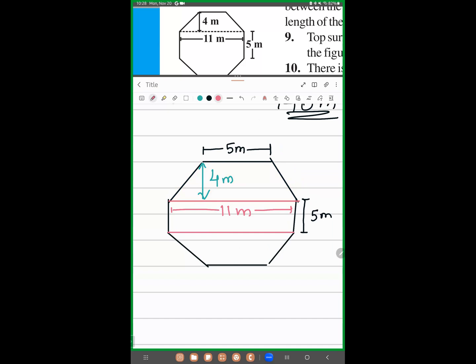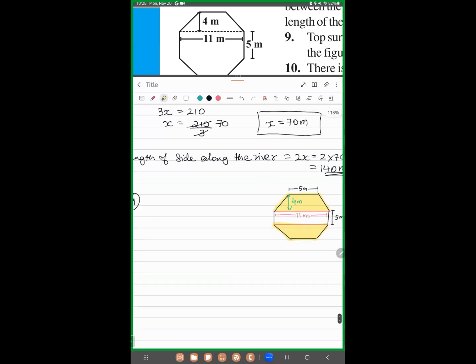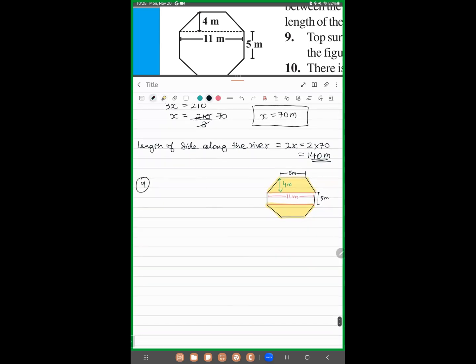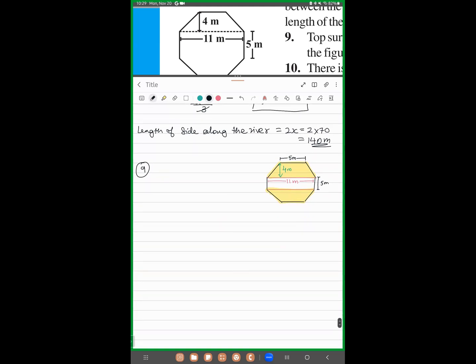And so this trapezium is essentially the same as this trapezium. So our octagon is made up of three different shapes. Can you tell me which shapes those are? Two trapeziums and one rectangle, right? Two trapeziums, which are the exact same dimensions, and then one rectangle.